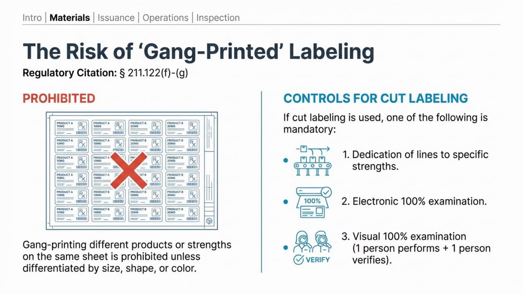Gang printing labels for different products is generally prohibited due to the risk of mix-ups. If cut labeling is used, strong controls like line dedication or 100% label examination must be applied. The goal is to eliminate opportunities for human error.